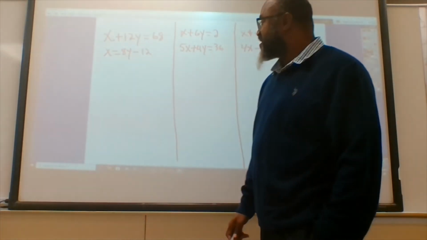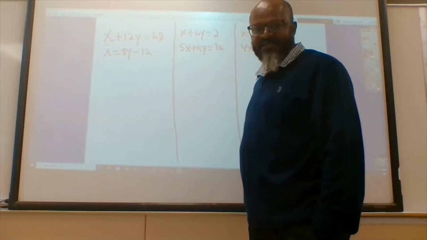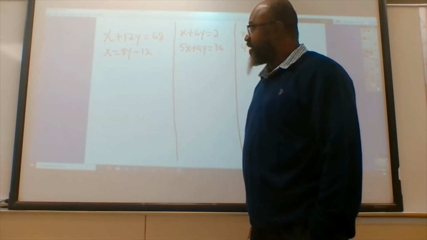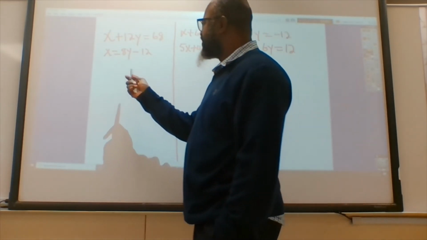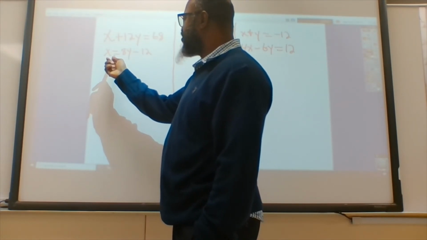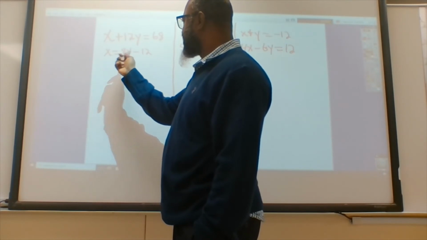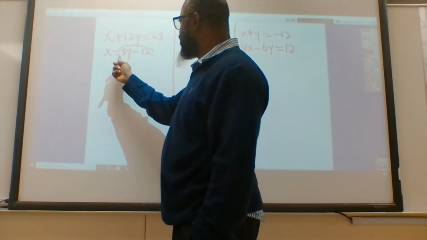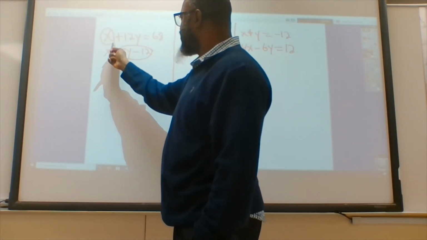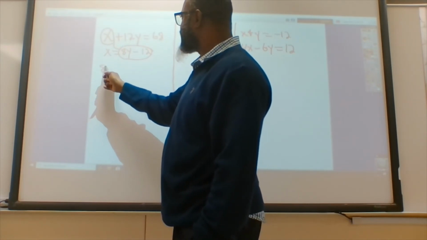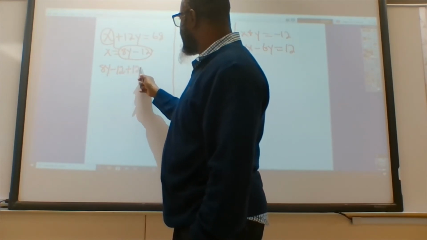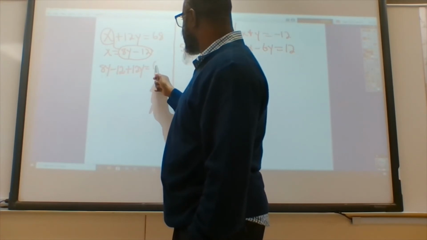All right. Mr. Disease resuming with the lesson on solving systems of equations by using substitution. We have this problem here where they already solved for the x value. That's your goal, to isolate one variable. In this case, they already isolated x for you. So this is what x equals. We're going to go in the other equation that was left untouched and replace x here with this expression, which is 8y minus 12, plus 12y is equal to 68.